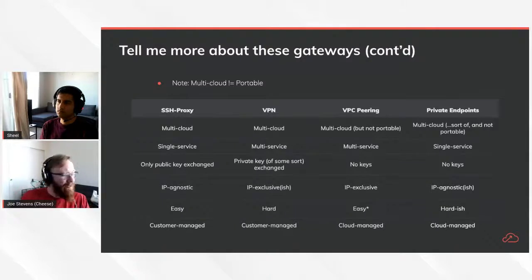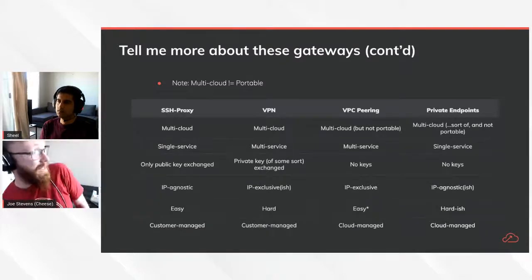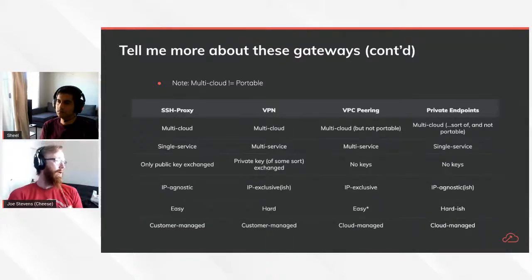But I'm going to go from left to right here. So starting off with the SSH proxy. SSH proxy is multi-cloud. It is also portable. The SSH proxy does not care what hardware it is running on. It just needs a host name and a gateway and a final endpoint. So it's very easy to run. It is what we describe as a single service gateway.